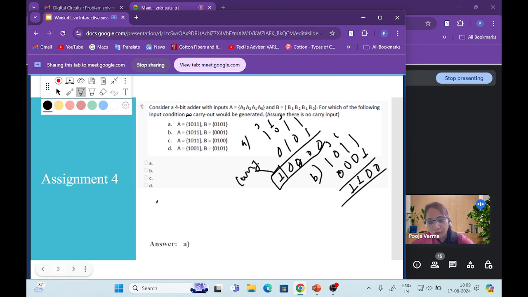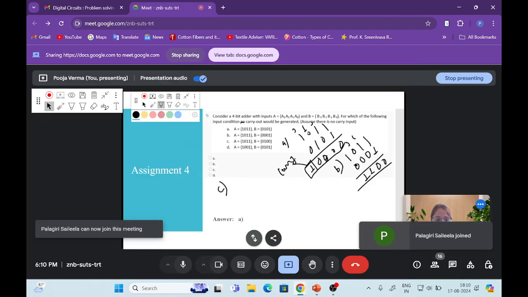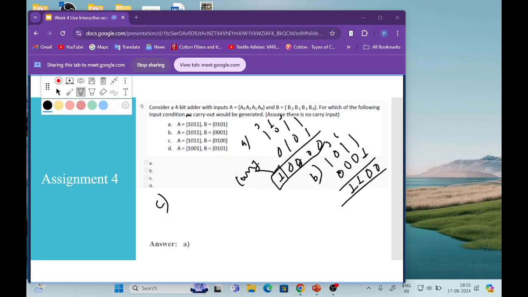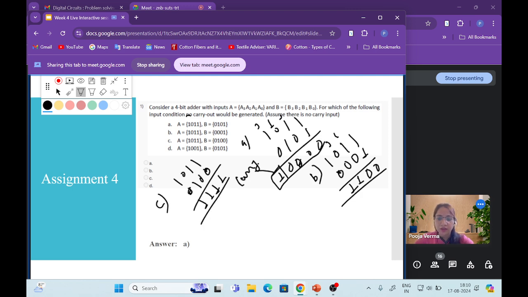Now move to option C. Option C is again 1 0 1 1 and B is 0 1 0 0. This one is 0, so 1 0 1, again 1 0 1, 0 1 1 and 1 0 1. In option C also, no carry is generated.